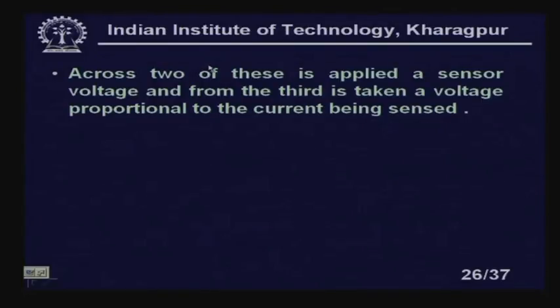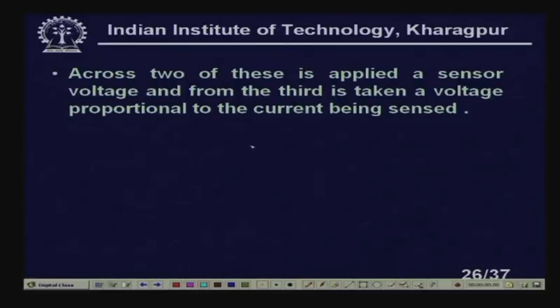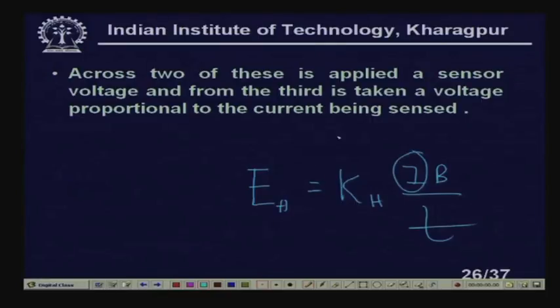You see here, KH IB by T. So, this I is remaining constant. Across the 2 of these a sensor voltage is applied, so the sensor voltage will make this I constant, and KH, B, T, everything remains the same. So, I will measure EH, which will measure the current. The current also will vary the B actually.